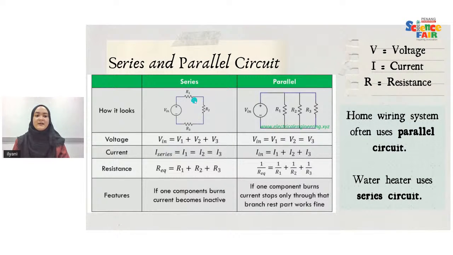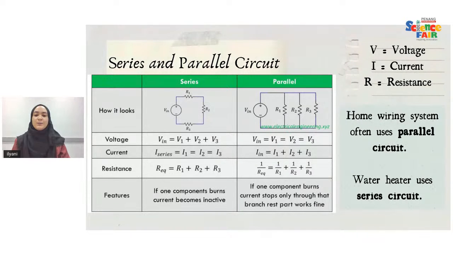Say that you have V1, V2, and V3, each 1 volt. The total voltage will be 3 volts. Compared to the parallel circuit, say that you have three loads here. If the source is 3 volts, V1, V2, and V3 will have the same voltage, which is also 3 volts.